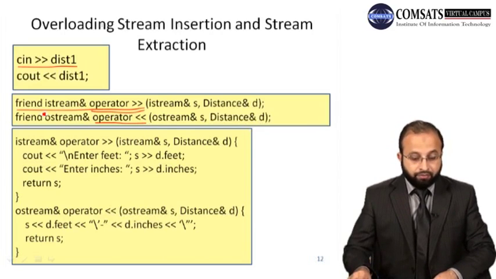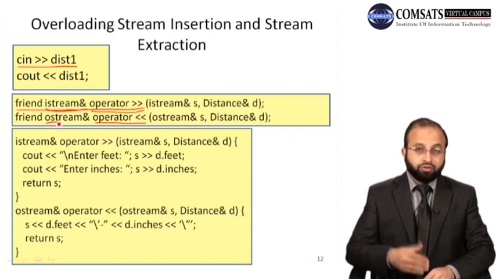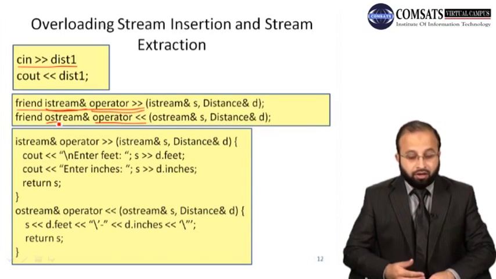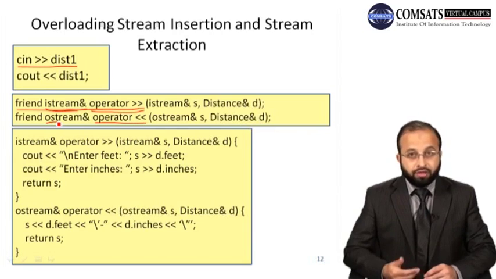And the return type of these functions is istream and ostream. So it returns the reference of the istream object, and that is cin. And so istream और ostream हमारे पास दो क्लासेस हैं, जिसके ostream का क्लास O मीन आउट स्ट्रीम, जिसका ऑब्जेक्ट हमारे पास cout है, और istream का ऑब्जेक्ट जो है वो cin है.